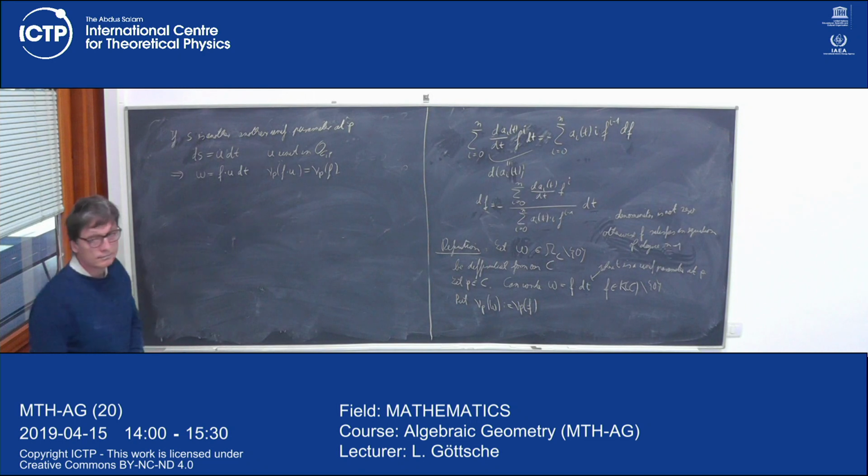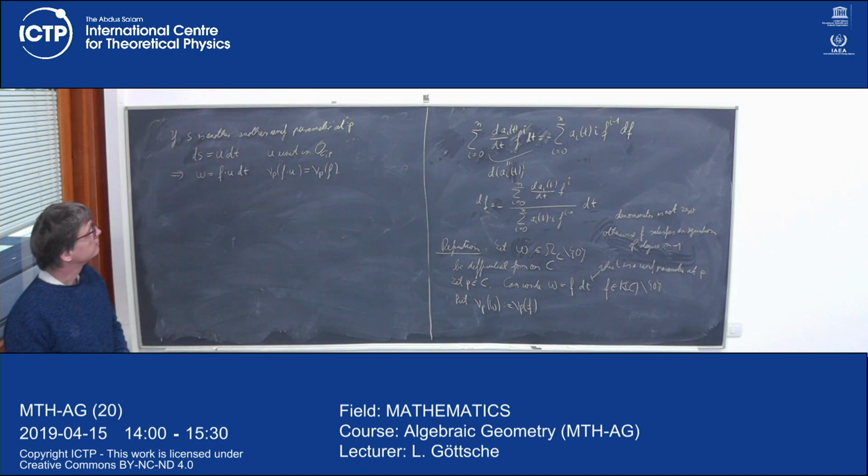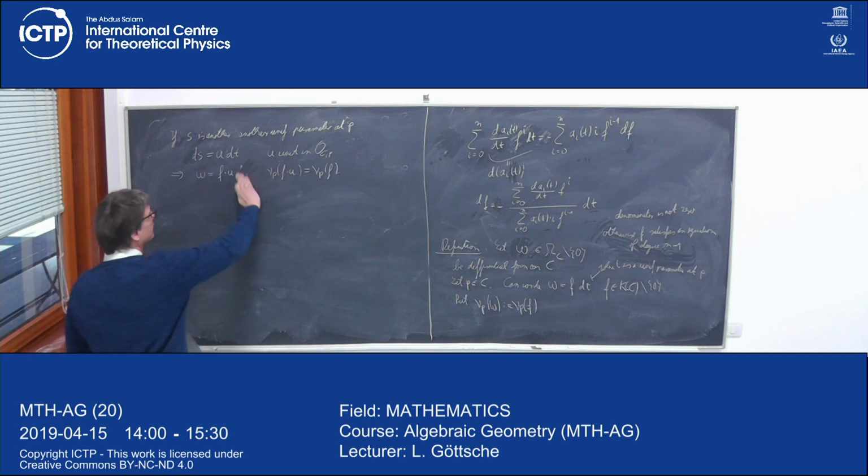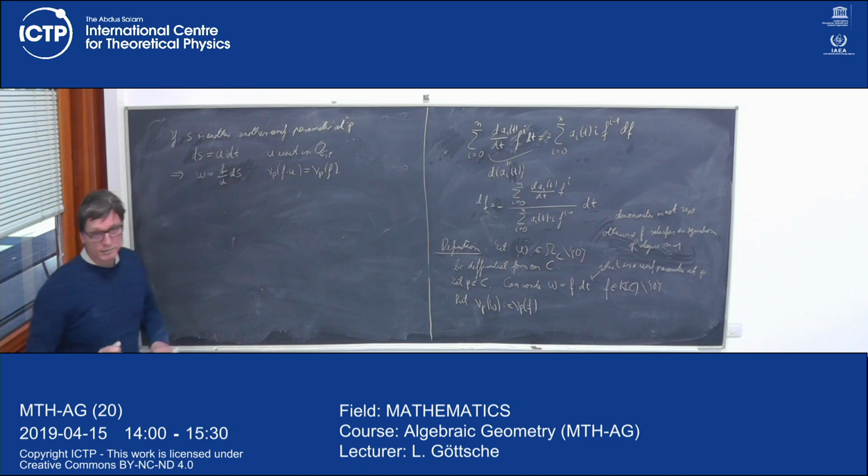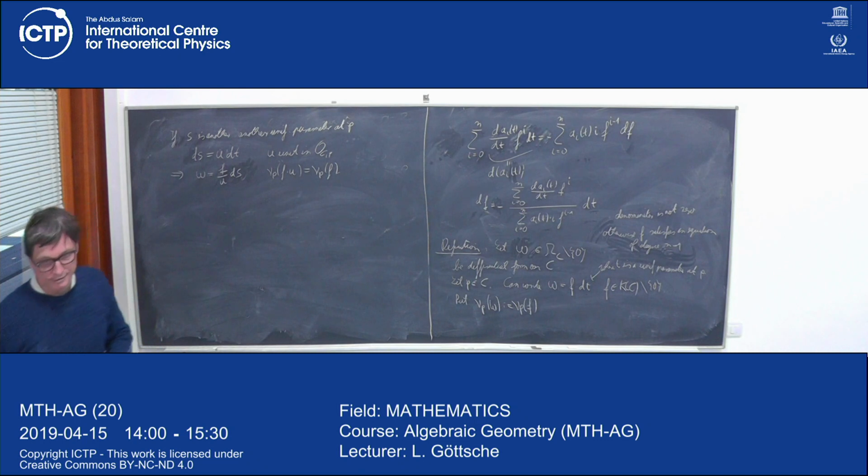You want to write omega as, over u ds? Yeah. If I write omega, this would be, say, f over u. Yes, and so it would be the same. 1 over u is also a unit.